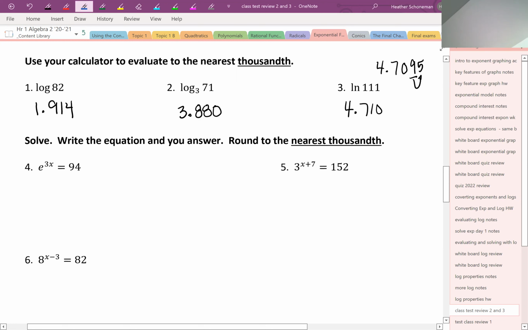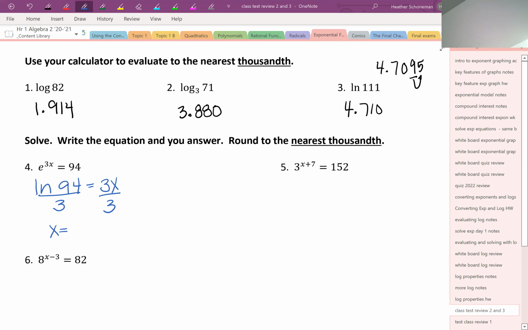Okay, the next 3, we need to write our equation and an answer. You will not get full credit on your test if you just give me an answer because I need to know how you got the answer. All right, so when I rewrite this, I'd rewrite as log base e, which we don't write. So we'll write the natural log of 94 equals 3x. And then to solve, we're going to divide by 3. And if you write all that, I'm good to go for your test.